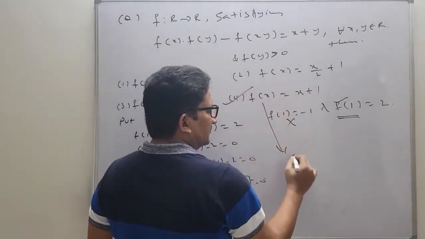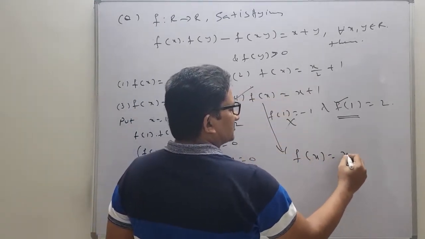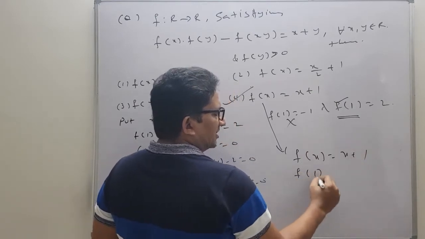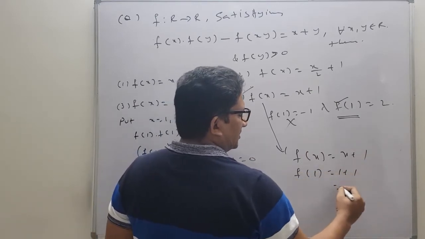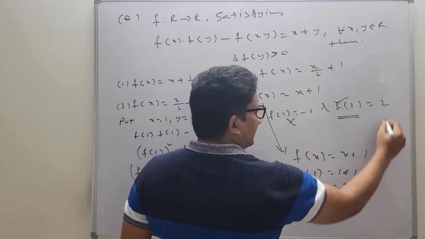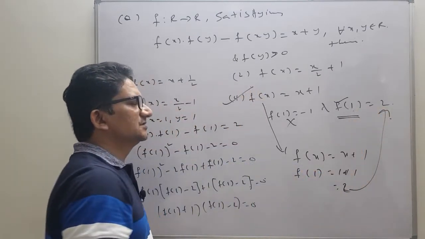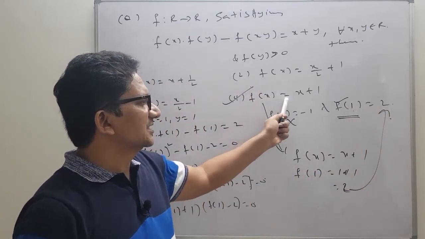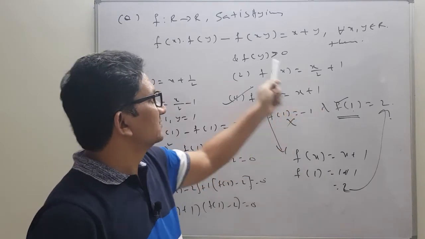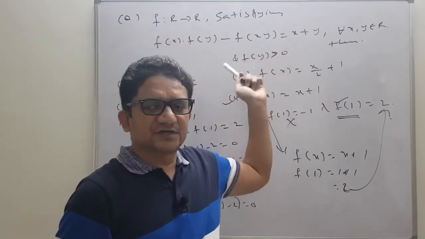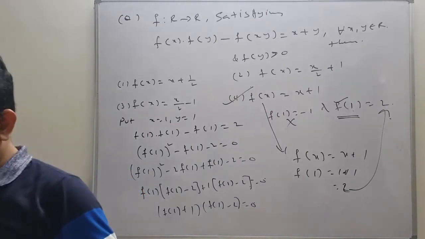Because here if I take f of x equals x plus 1, and if I keep 1 in the place of x, we will get 1 plus 1, that is 2, which is verified with this one. So the correct answer is the function appears like this type, f of x equals x plus 1, when this case was given. That is the solution.